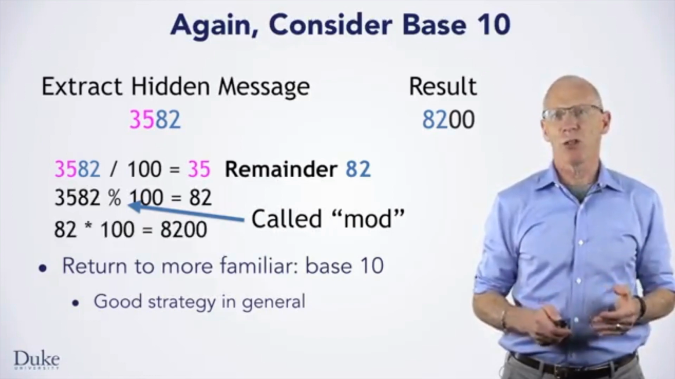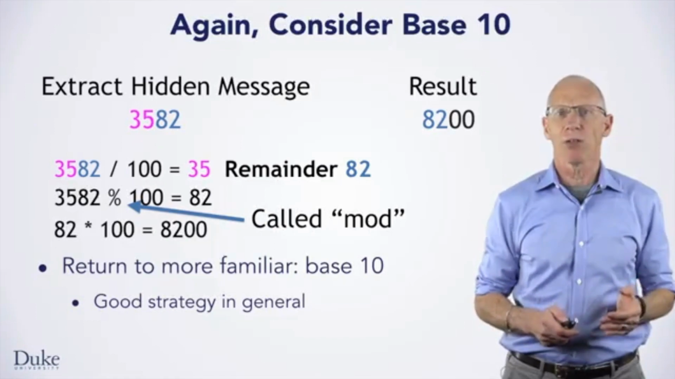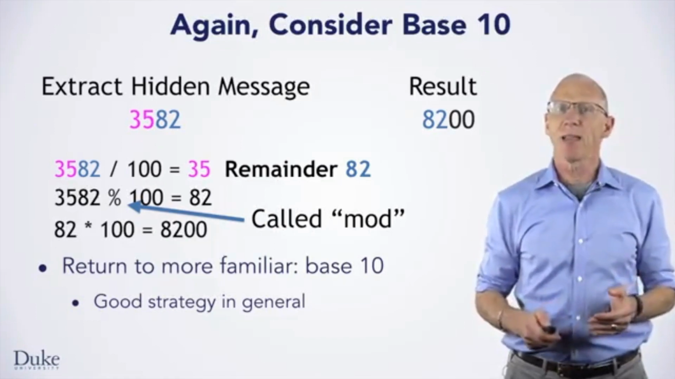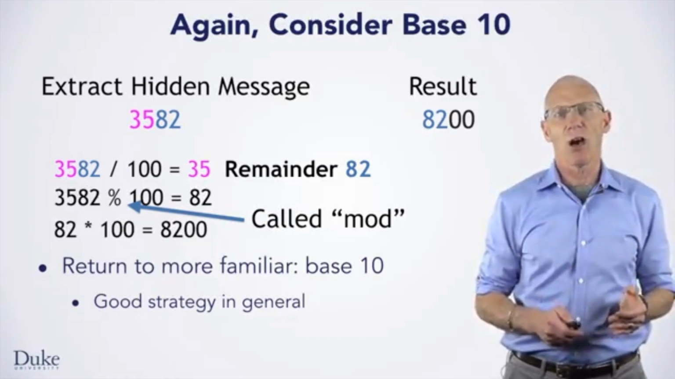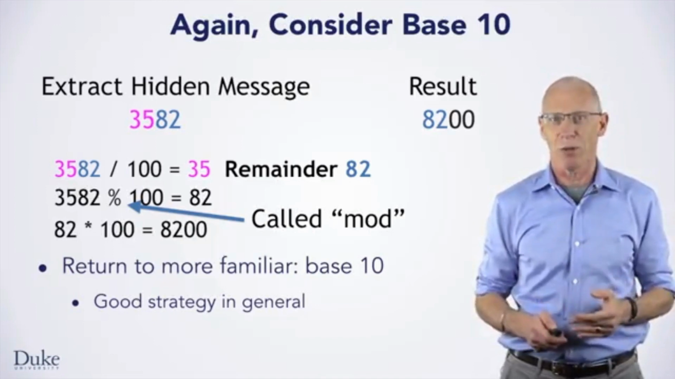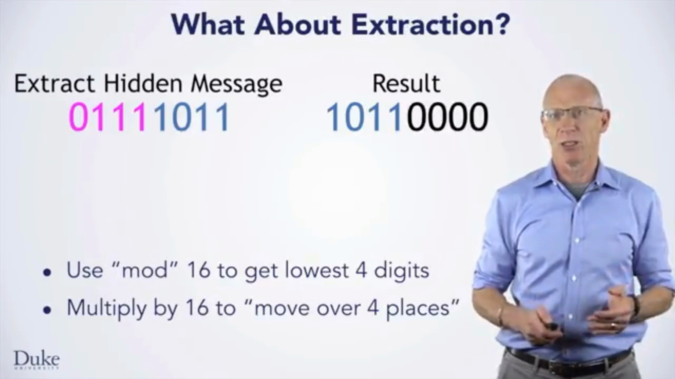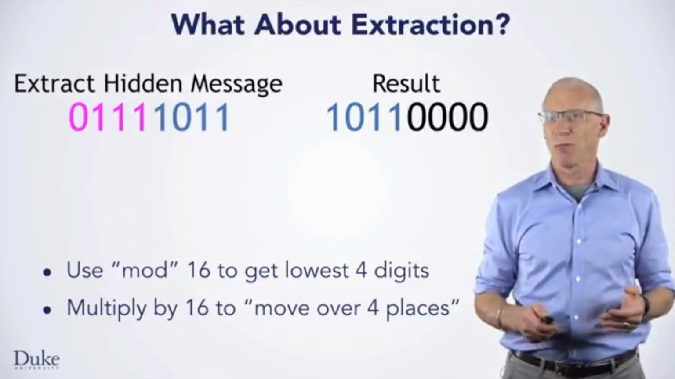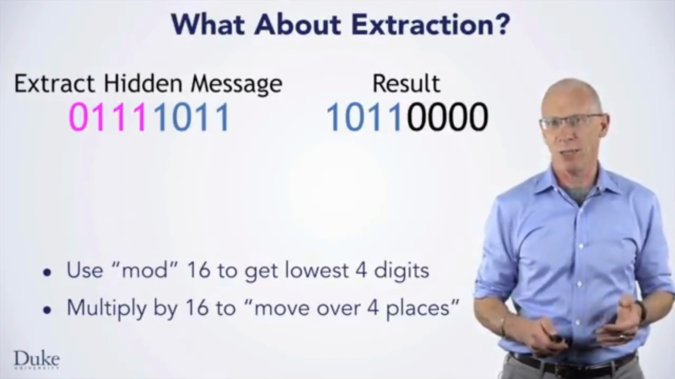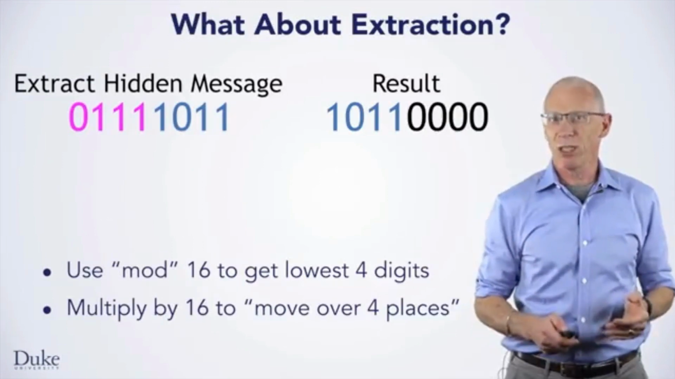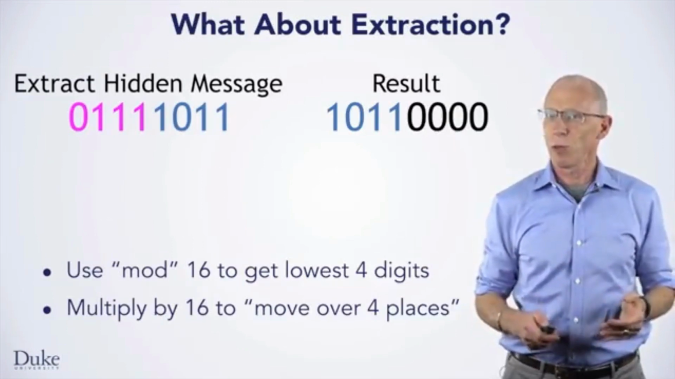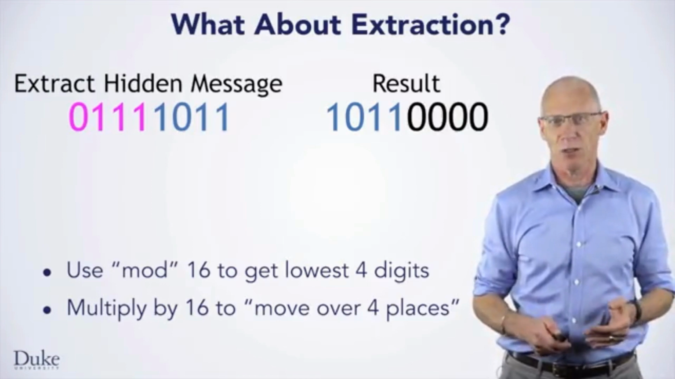Once you have these two digits, you can just multiply by 100 to get the number you want, making them the two most significant digits of the resulting 4-digit number. The same principle will work for binary digits, but again, you use powers of 2 instead of powers of 10. Since you want 4 digits, you would use 2 to the 4th, which is 16, instead of 100.